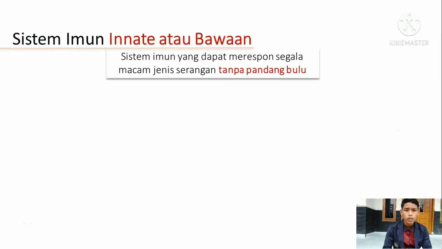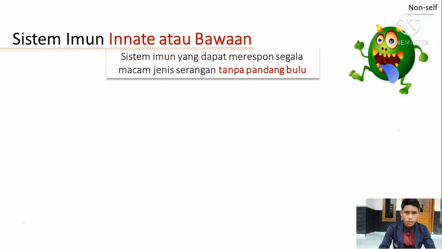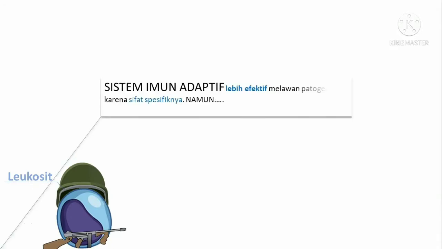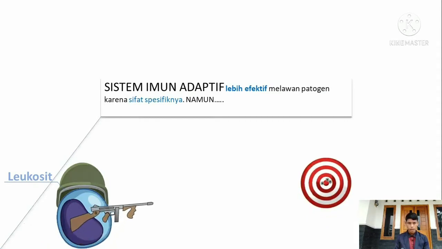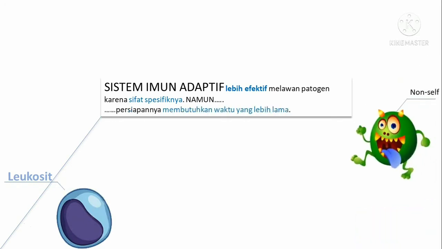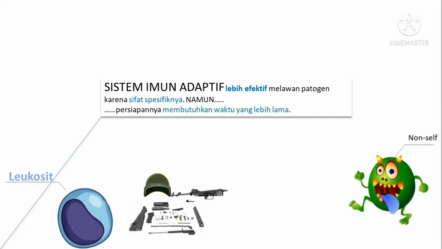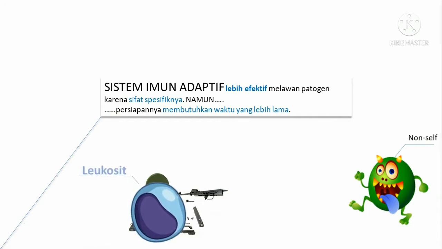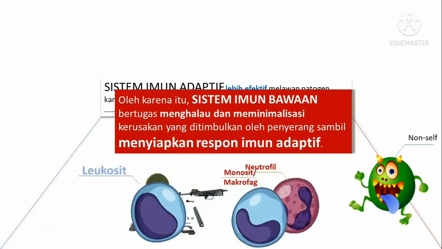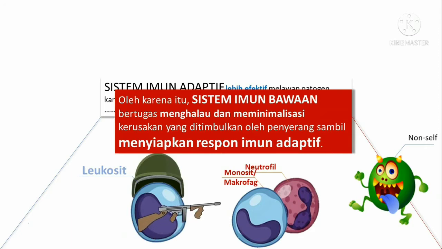The innate immune system is a body defense system that functions to fight all kinds of foreign pathogens in the body. The adaptive immune system is an active immune system against specific pathogens, so it takes time to prepare itself, so that during this time the innate immune system is in charge of dispelling the damage caused by harmful pathogens.